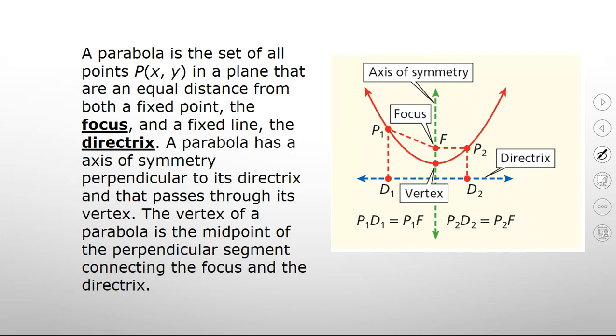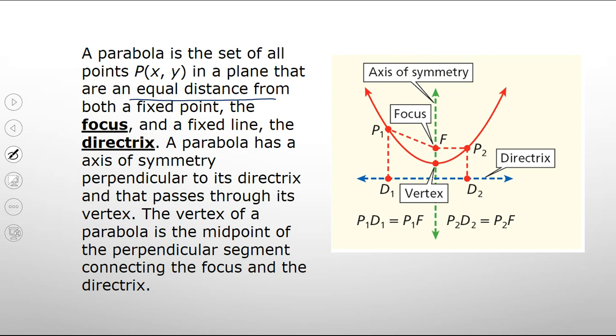Let's start talking about what the focus and directrix is and how we can go about finding the answer to some of these questions, how to find the focus or directrix on some of these parabolas. So a parabola is a set of all points in a plane that are equal distance from both a fixed point called the focus and a fixed line called the directrix. So this is the important part of it. An equal distance from both a fixed point called the focus and a fixed line called the directrix.